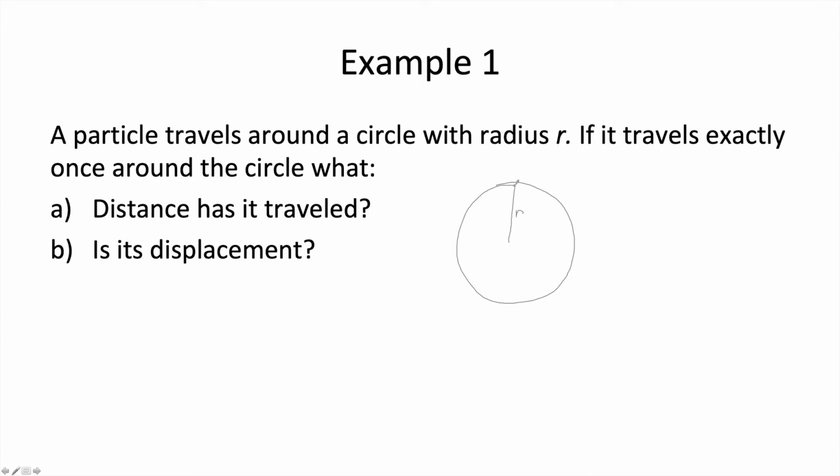If it travels once around the circle, okay, so it can start here, it goes once around and comes back. What distance has it traveled? Well, the distance it's traveled is the circumference of the circle. So that's given by 2 pi r, the circumference. And what is its displacement? Well, we know that the displacement is equal to the final position minus the initial position, and these are the same. So this is equal to 0. So the displacement is 0.